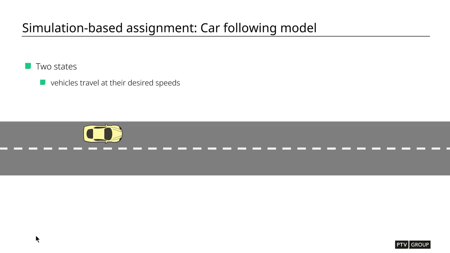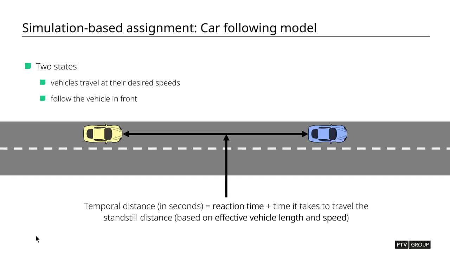A simplified model for car following is used, and here we distinguish between 2 states only. Either the vehicles travel at their desired speed, or the vehicle follows the vehicle in front with a temporal distance that is equal to the reaction time plus the time it takes to travel the standstill distance. The simplification comes from the fact that acceleration and deceleration is neglected here.